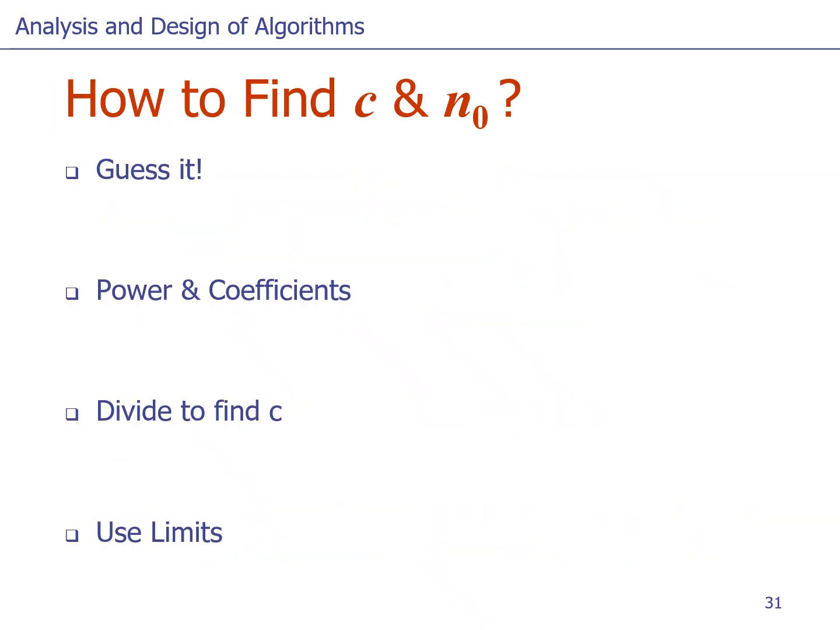Now we come to the issue of how do we find the c and n node. I have been showing you many examples where I found the c and n node. And the question is, if I give you a big term that has many subterms, like 17 n to the 5 plus 14 n to the 4 plus 29 n to the 3 plus 50 n squared plus n plus 9, how do you find the n node and the c? There's a number of techniques, so let's look at them.